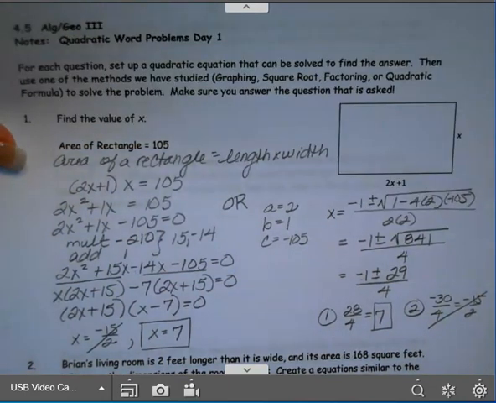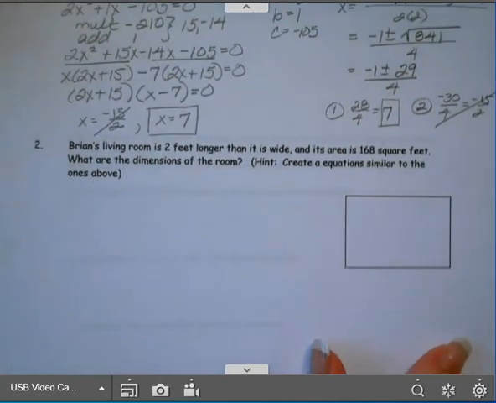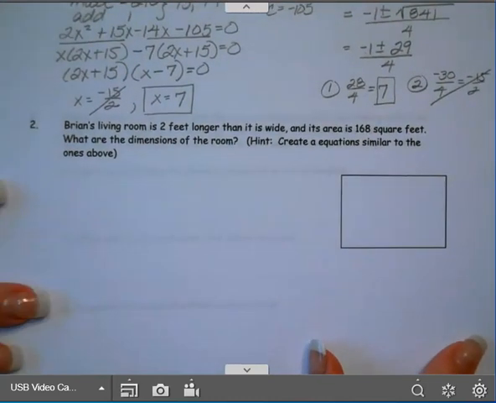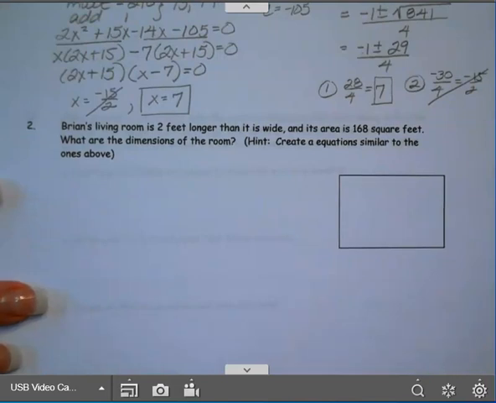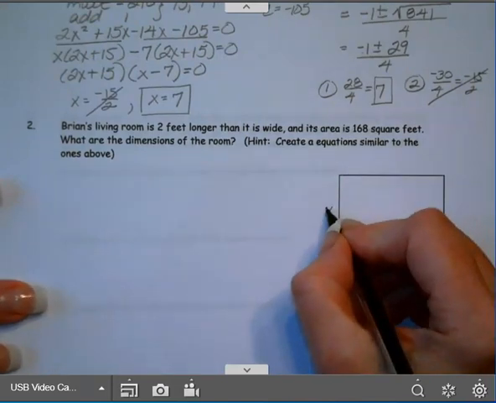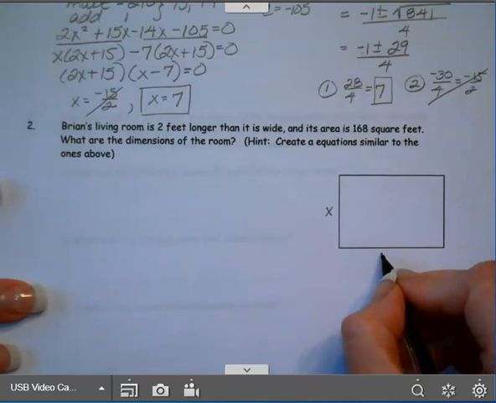On example 2, Brian's living room is 2 feet longer than it's wide. So the width is x, and the length is 2 more than the width. So that's x plus 2.